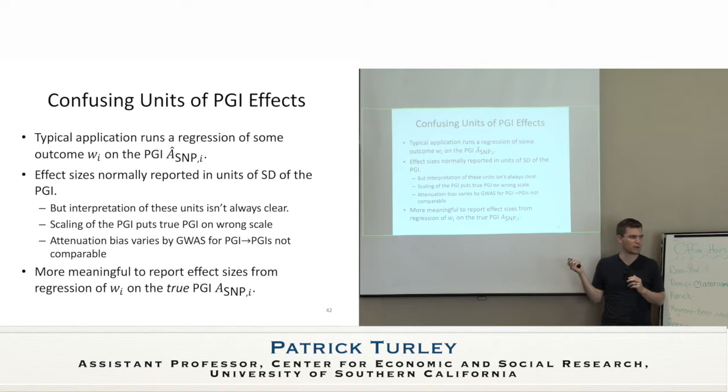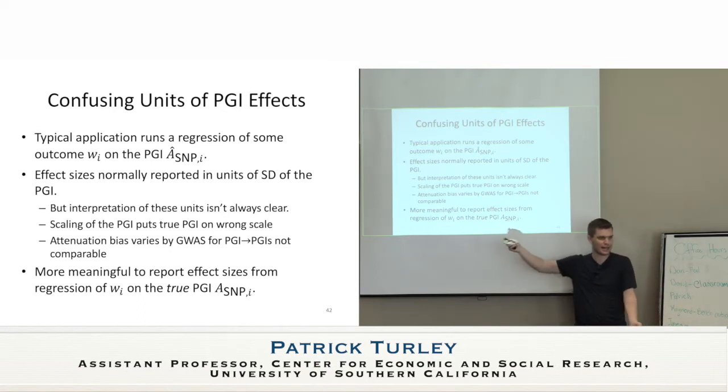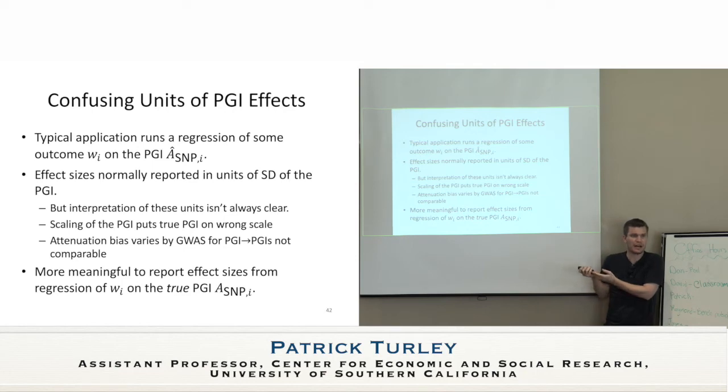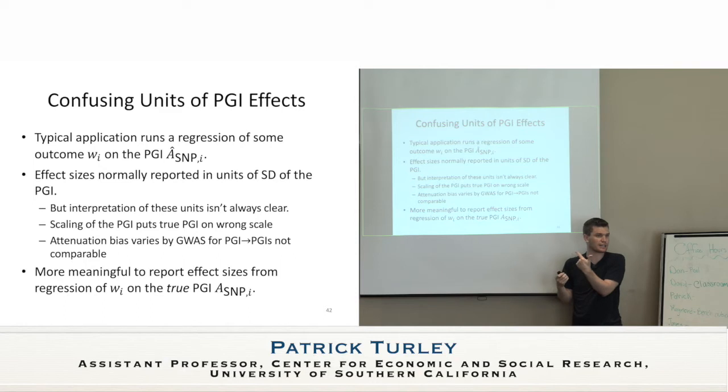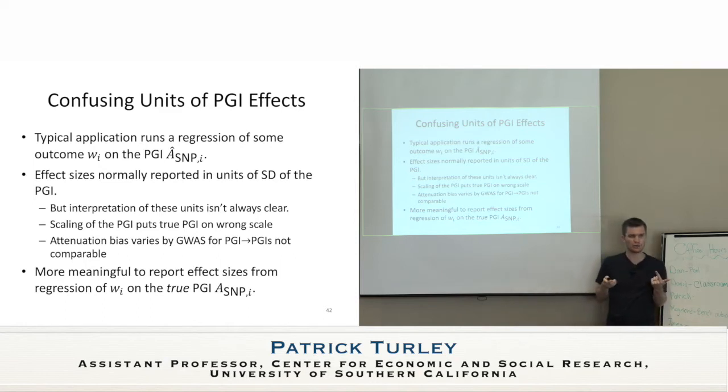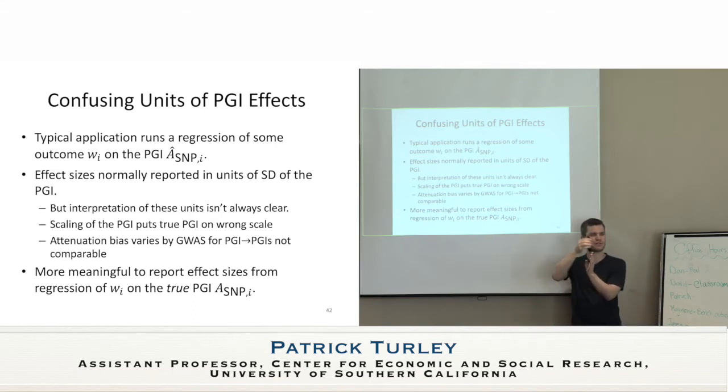So what we're going to propose here is that, ideally, we should report all of our results in effect sizes in units of standard deviations of the true PGI. Ideally, if we had an infinite sample size, that's what we would be using. So it's probably valuable, in terms of interpretability and comparability across studies, to write things with respect to the units of this true PGI. We could say the coefficient is the effect of the true PGI increasing by 1 standard deviation unit.